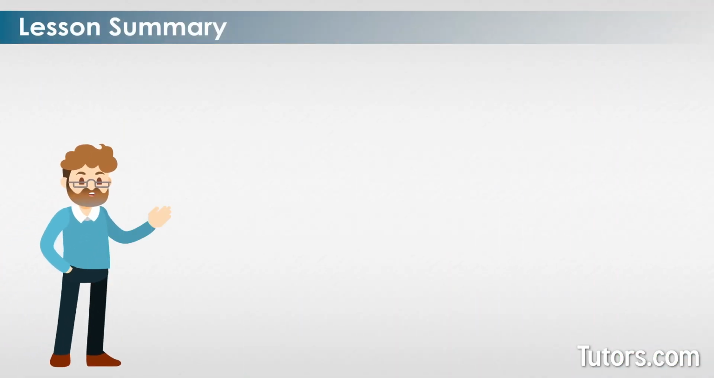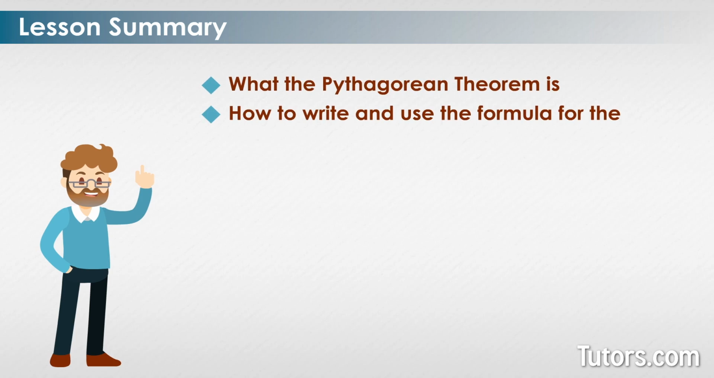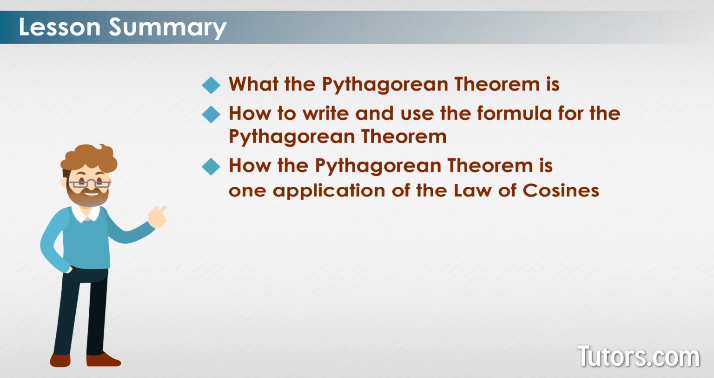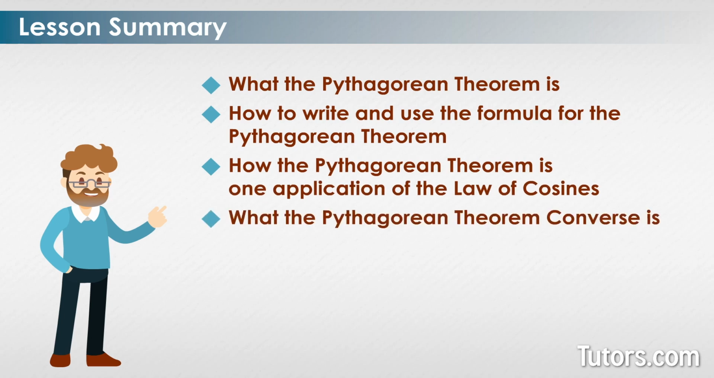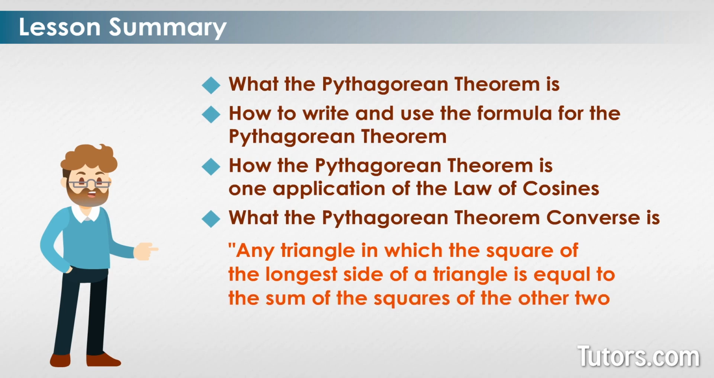Lesson summary. Today we reviewed what the Pythagorean theorem is and why it is useful, how to write and use the formula for the Pythagorean theorem, and learned how the Pythagorean theorem is one application of the law of cosines. You also learned what the Pythagorean theorem converse is, namely, any triangle in which the square of the longest side of a triangle is equal to the sum of the squares of the other two sides must be a right triangle.